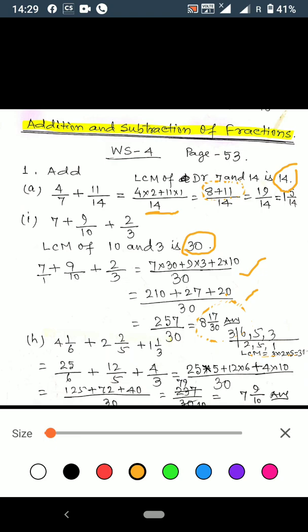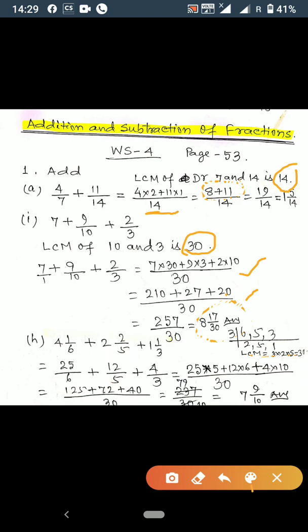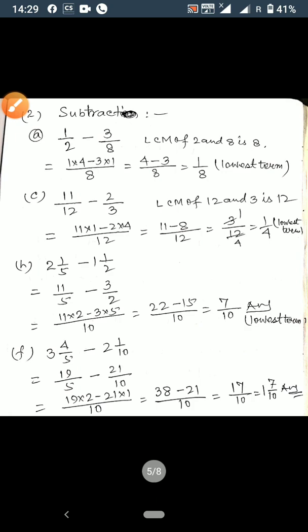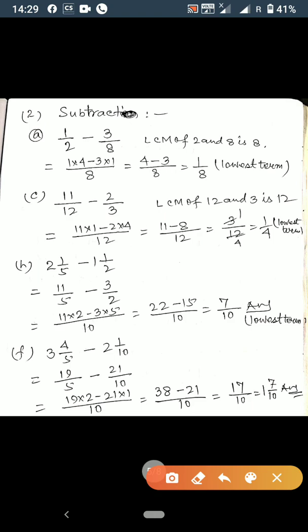Now question C, 11 by 12 minus 2 by 3. First of all, find the LCM of the denominators 12 and 3. You will get 12. So denominator is 12. 12 divided by 12, the quotient is 1. So numerator, here numerator is 11. So 11 multiply 1 minus 2 multiply 12 divided by 3, quotient is 4. So 2 multiply 4. 11 1s are 11, 2 4s are 8. 11 minus 8 equal to 3 by 12.